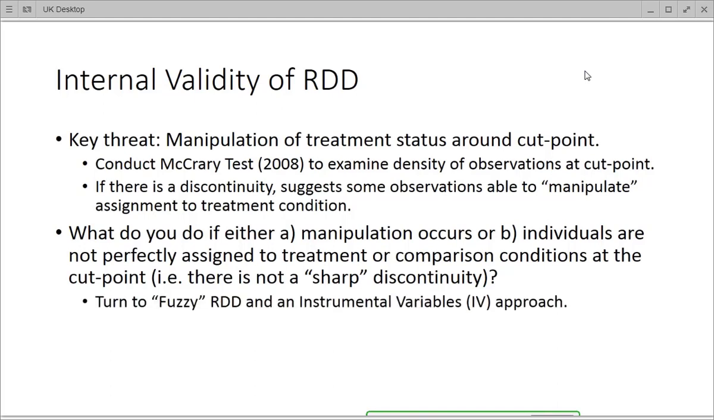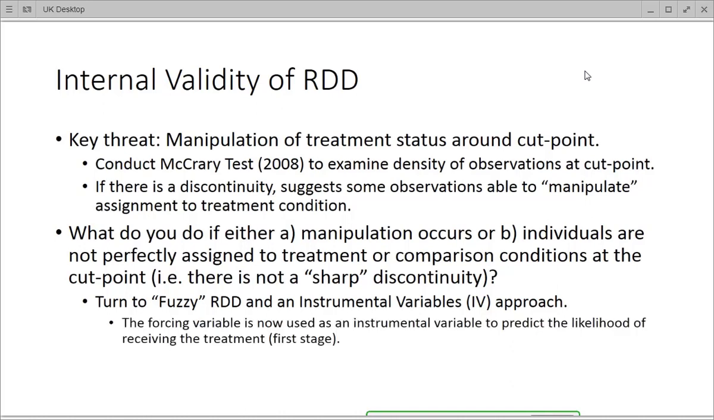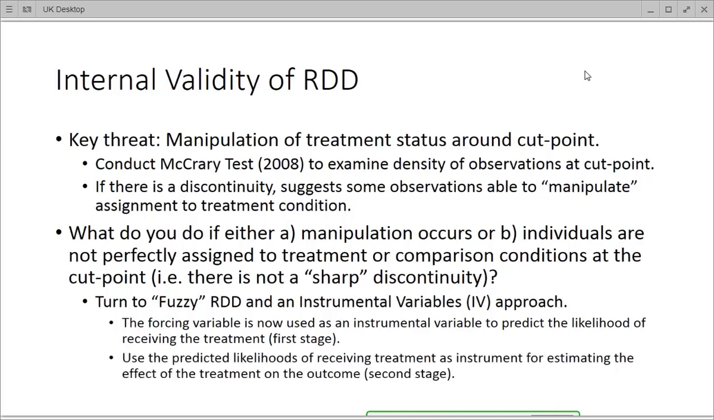Well, we turn to fuzzy regression discontinuity as opposed to sharp regression discontinuity design, and that involves an instrumental variables approach. I'm not going to go into the details of this, but now that cut point, the forcing variable that helps determine assignment to the treatment condition, is used as an instrumental variable to predict the likelihood of receiving treatment. That's the first stage of the instrumental variable. And then we use those predicted likelihoods of receiving treatment as an instrument to help us get at the effect of the treatment on the outcome.